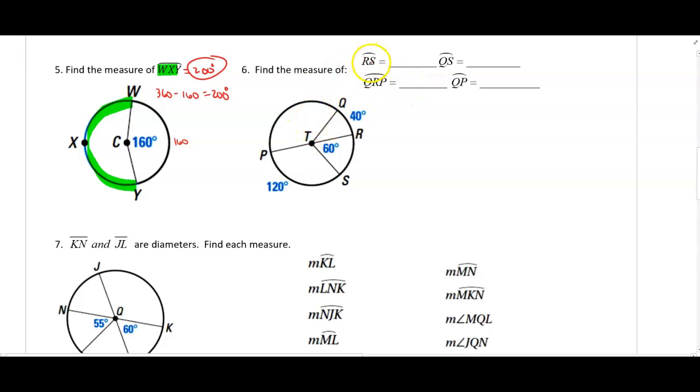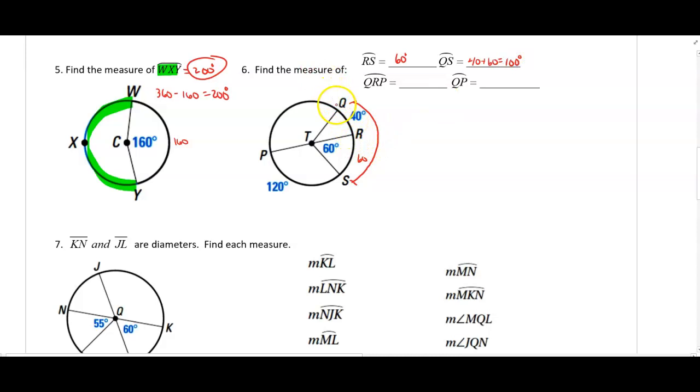All right. For number 6, we're going to find the following measures. Okay, arc RS we know is 60 degrees. If the central angle is 60, the arc is 60. QS, we're basically going to add these two arcs together. So 40 plus 60 gives you 100 degrees.